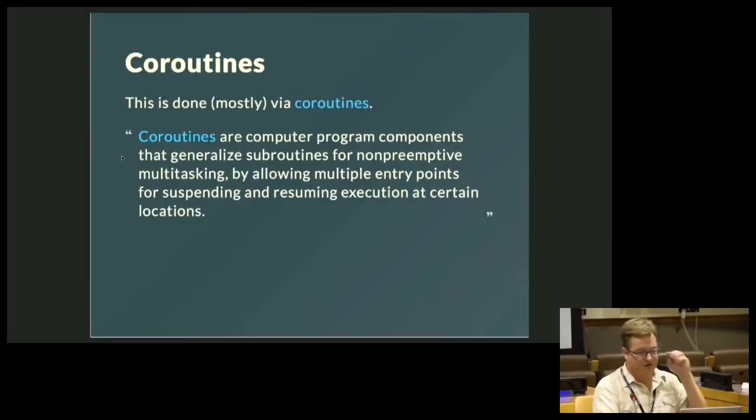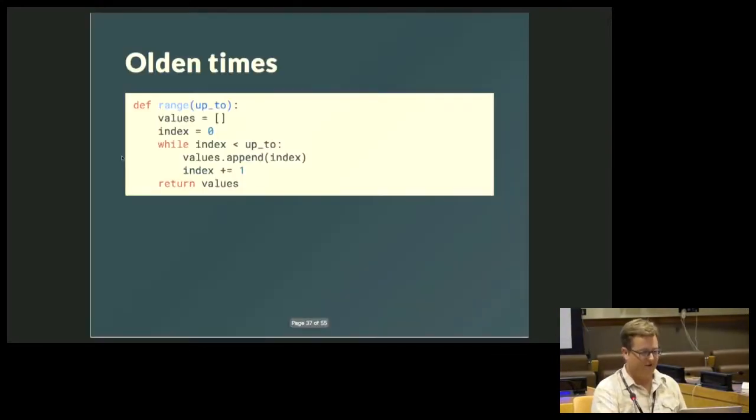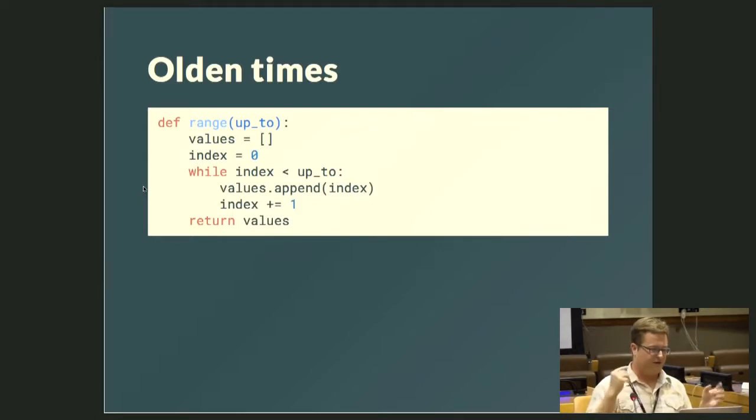All right, so this is done using coroutines. Coroutines are computer program components that generalize subroutines for non-preemptive multitasking by allowing multiple entry points for suspending and resuming execution at certain locations. This is a really complicated way of describing something that we already do. And to give you an example, in the olden times, if we needed a range, what we could do is give it some value that we want to go up to, and then we just iterate, and while some index that we keep track of is less than that, we just append that to an array that's getting bigger and bigger and bigger, and then return it. That's how we used to do ranges in the olden times.